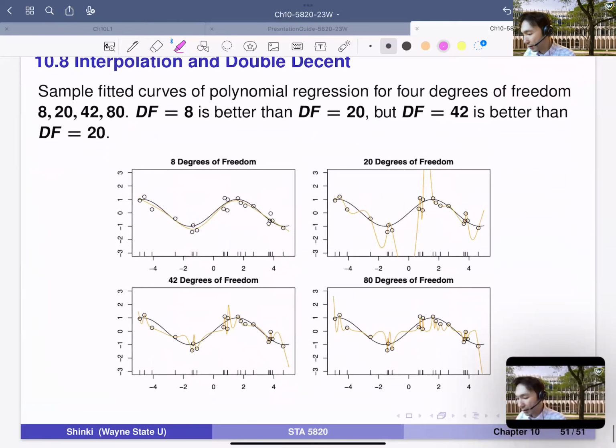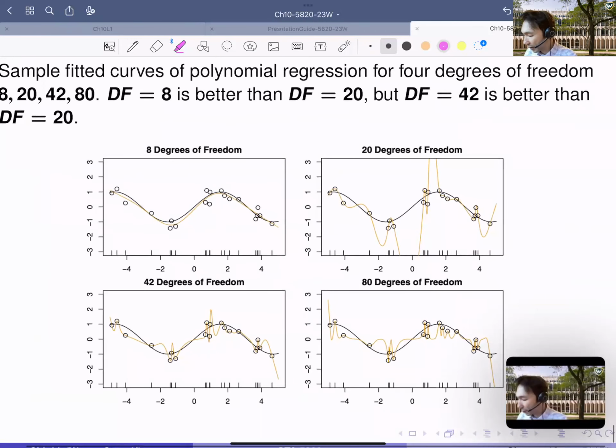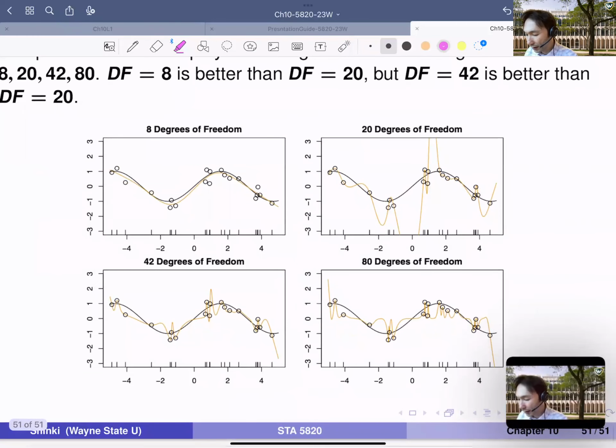So this is another graph showing this phenomenon. This is actually from the same model, but in a different representation. The black circles are observations, the black line is the true curve, and the yellow line is the estimated curve. We have the number of parameters here: 8, 20, 42, and 80. It seems that 8 is the optimal case. So this is very good. And 20 is obviously overfitting.